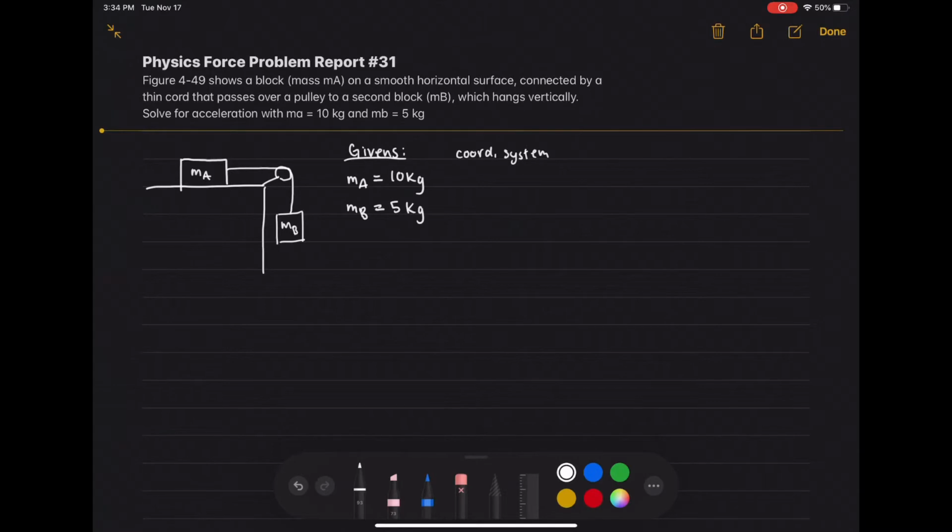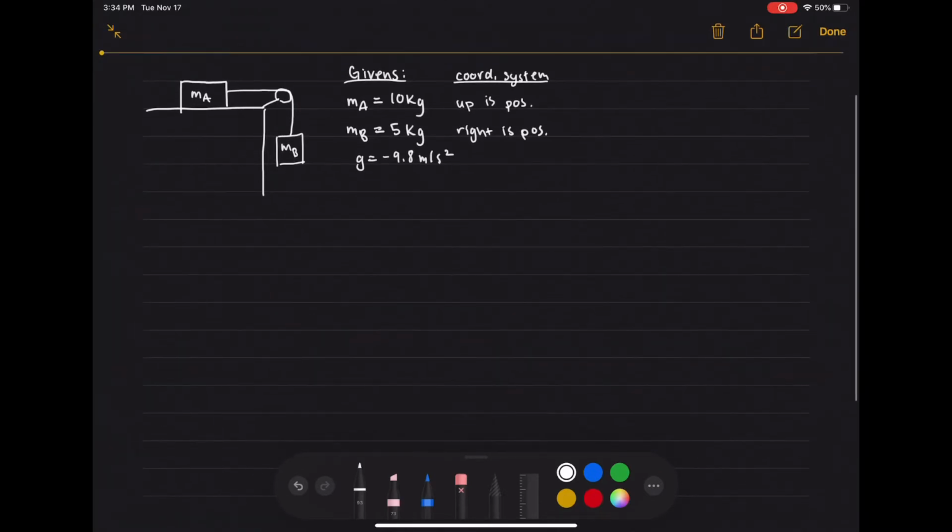Next, we will define a coordinate system. So up is positive and right is positive. And the acceleration due to gravity is 9.8 meters per second squared, but since it is in the downward direction, it is negative. We will then draw free body diagrams for block A and block B.